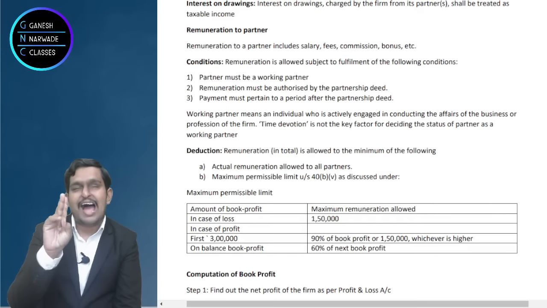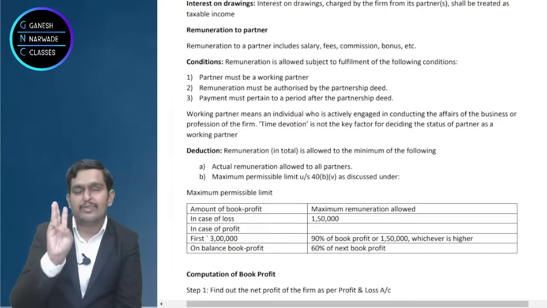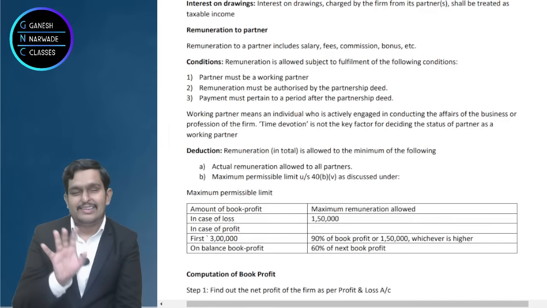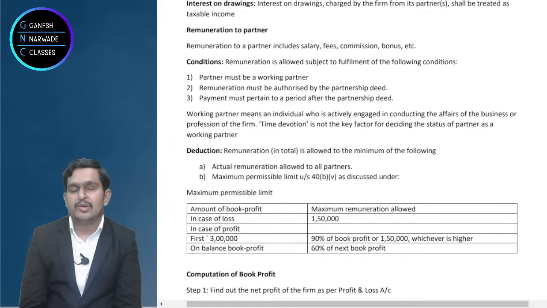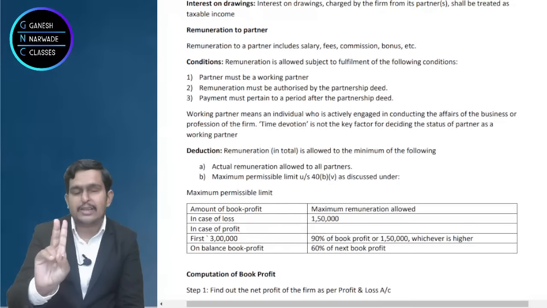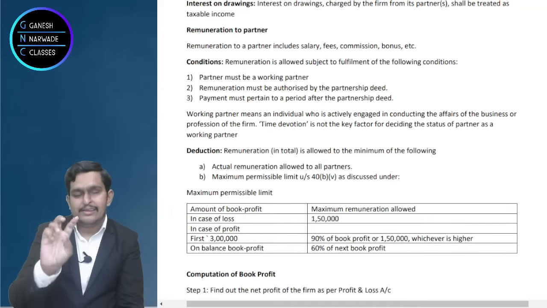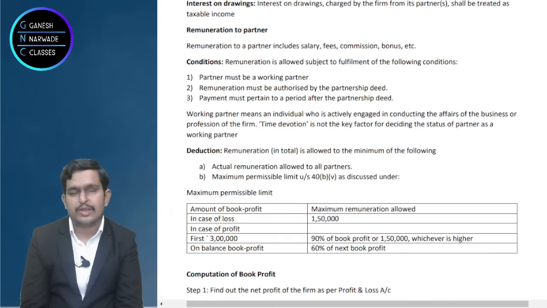Second one, as per the partnership deed. Third one, the payment should be done after the date of agreement, as allowed under the deed. If these three conditions are satisfied, then yes, remuneration is allowed to the partners. Only to the working partners, as per the partnership deed agreement, and after the date of agreement the payment should be made.